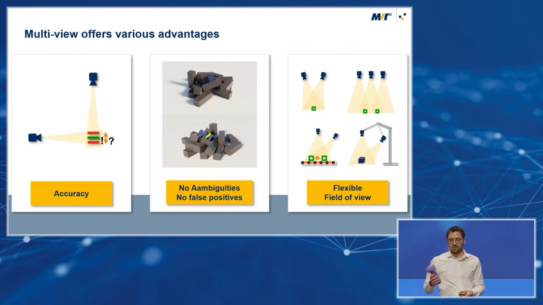And to sum this up, why multi-view? The method works with a single camera, but we really do not recommend it at this point. To get the full advantage regarding robustness and regarding precision and accuracy, we really recommend using at least 2 cameras. And that gives you a very high accuracy, practically no false positives. It reduces ambiguities a lot. And you have a very, very flexible field of view and camera setup.